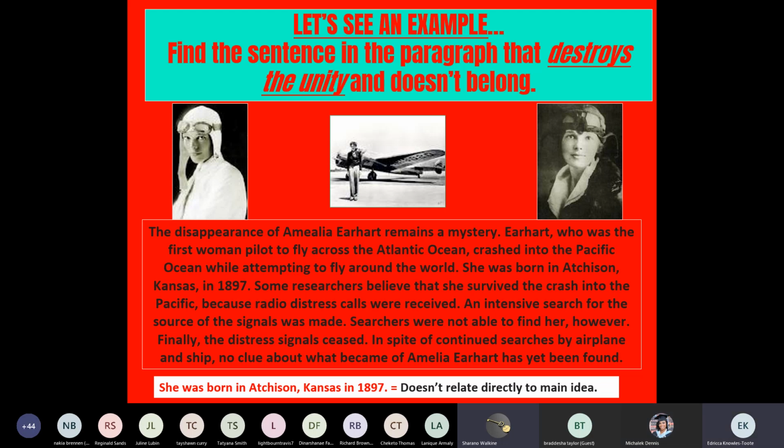Okay, so like we said, she was born in Atchison, Kansas in 1897. It is not related directly to the main idea, okay? Now let's look at some supporting details. What are some supporting details in this paragraph that support the main idea?